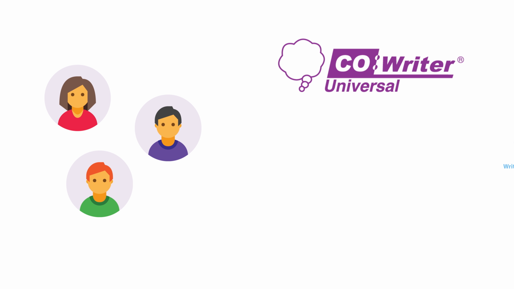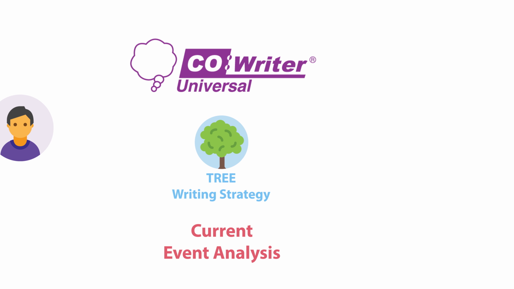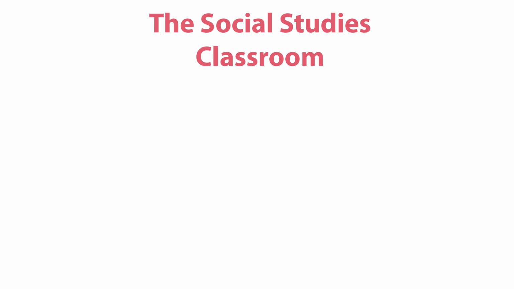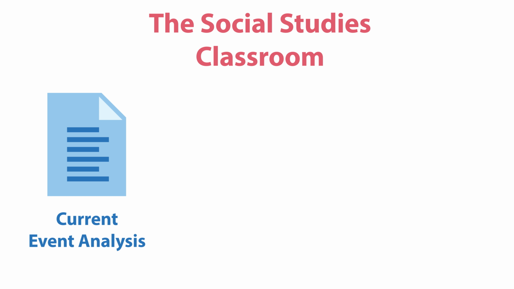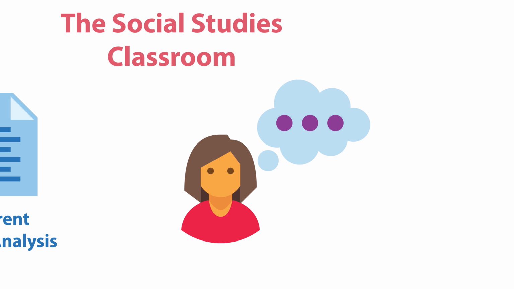In this video, we will show how students can use CoWriter Universal and the TREE strategy for current event analysis. One of the foundations of the social studies classroom is analysis of current events. However, students often simply summarize the event without providing deeper thought to the writing. They retell the event without addressing how it impacts their lives and their views on the topic.